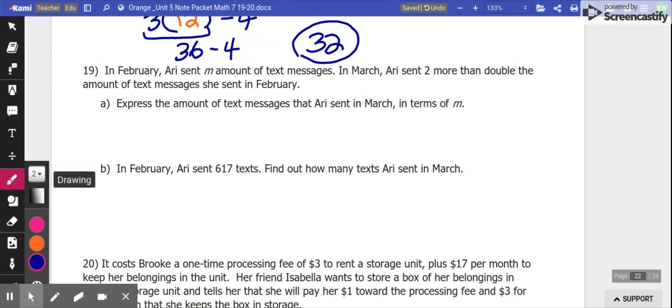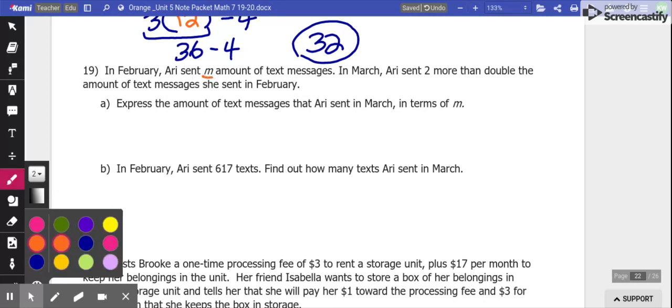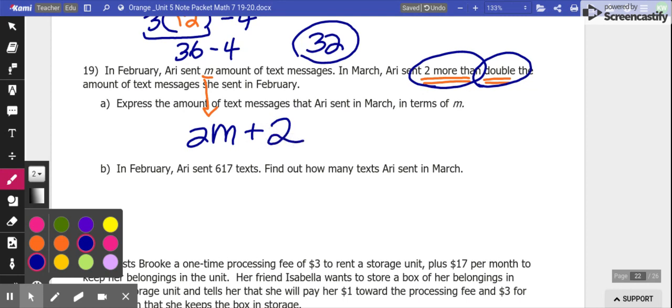That'd be awesome. In February, Ari sent M text messages. So this is February. And in March, she sent 2 more than double the amount she sent in February. Express the amount of text messages that Ari sent in March in terms of M. So she sent 2 more than double. So first, let's double this. And to double it, we're going to multiply by 2. So this is going to be 2M. But I don't just want to double it. I want 2 more than double it. So it's 2M plus 2.